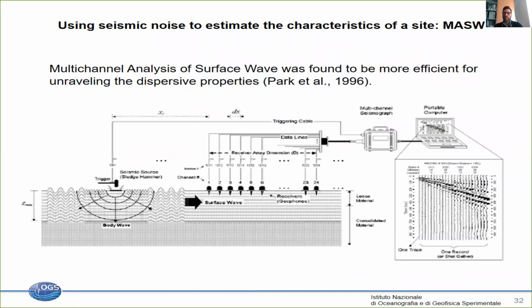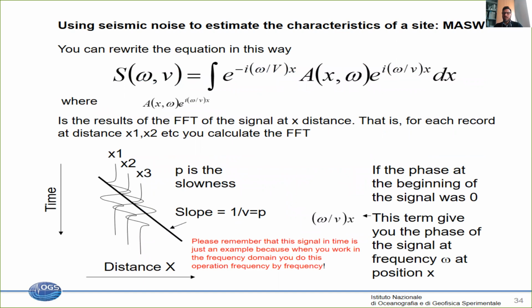So I'm just modifying the phase of a spectrum with this term that you see also here. I'm just trying to change, to adjust the time here at which the signal is arriving.